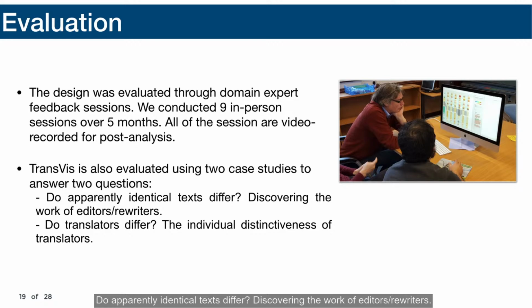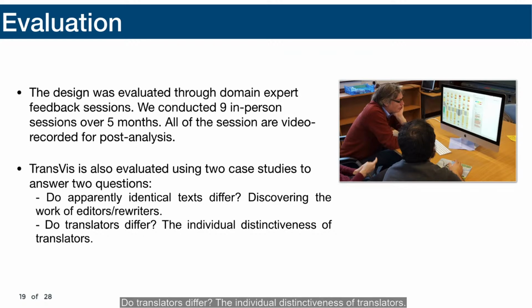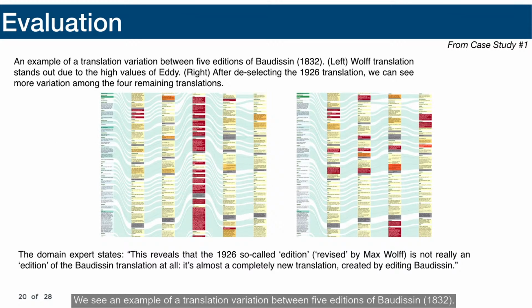Do apparently identical texts differ? Discovering the work of editors and rewriters. Do translators differ? The individual distinctiveness of translators. We see an example of translation variation between 5 editions of Bautzen, 1832.